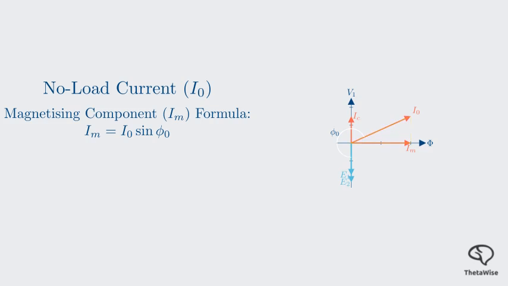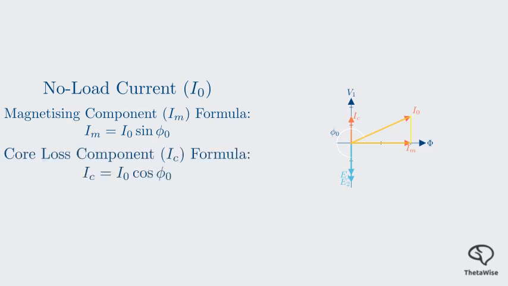Next is the core loss component. The core loss component, I sub C, is the vertical component of the no-load current. Looking at the same triangle, we can see it's given by I sub C equals I sub 0 times the cosine of phi sub 0. This formula, I sub C equals I sub 0 cos phi sub 0, calculates the current component that supplies the power losses in the core.